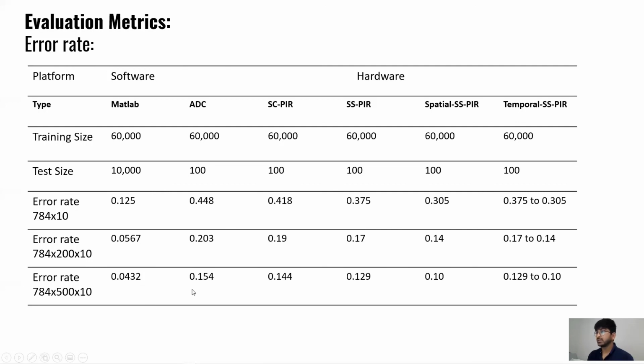As we move from left to right, the error rate is going to be reduced, because ADC gives the highest error rate, and SCPIR is similar to ADC but a little bit less. SSPIR does a good job with error rate, but when you come to the spatial redundant SSPIR, the error rate is reduced even more, which is a good sign. The least error rate that we could achieve using spatial SSPIR is 0.1, and it is expected that temporal SSPIR could achieve similar error rates, somewhere in between SSPIR and spatial SSPIR.